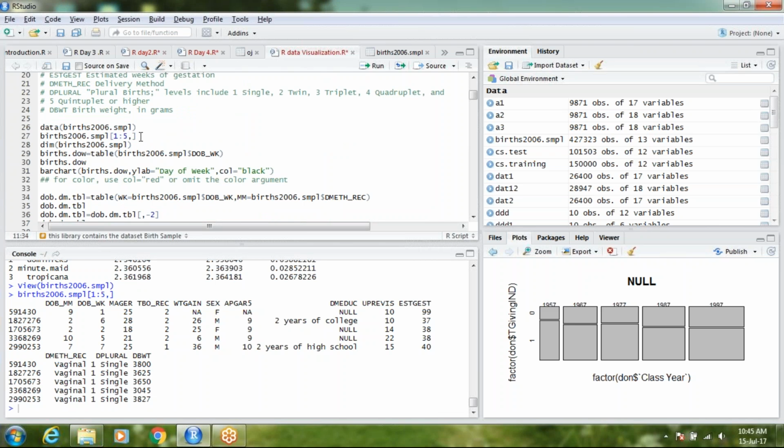We have already had a look at the first five rows of the data. This is how it looked. We have some null values here. This actually shows the education of mother. For a few of the entries it is null. Few of them have 2 years of college, 2 years of high school. Okay.